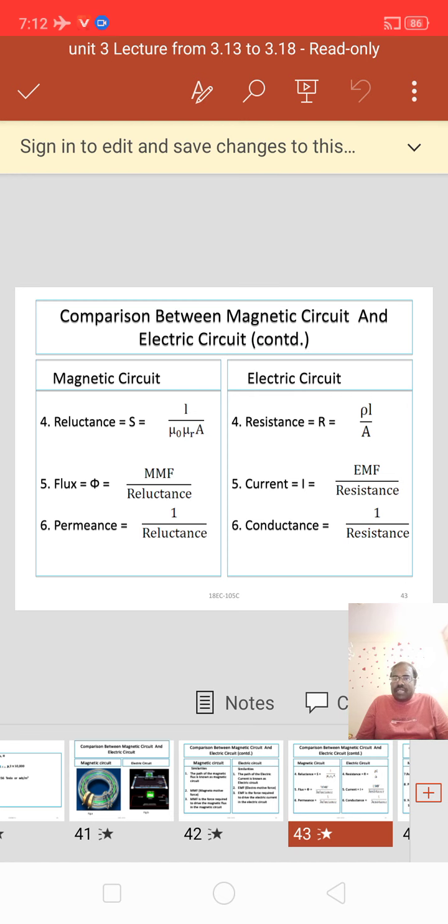Here we are representing reluctance in the magnetic circuit, and resistance in the electric circuit. Here I have given the formulas also. These are the important formulas which will be used for the problems. Kindly have a glance at them and learn these formulas for future purposes. Flux phi equal to mmf by reluctance, current I equal to emf by resistance, permeance 1 by reluctance, conductance 1 by resistance. See here, in the magnetic circuit it is permeance, in the electric circuit it is conductance. Permeance means 1 by reluctance, that is the reciprocal of reluctance. Conductance means the reciprocal of resistance. Simple.